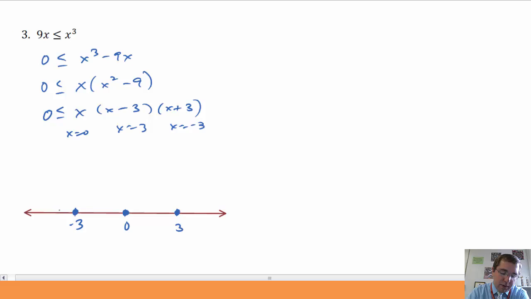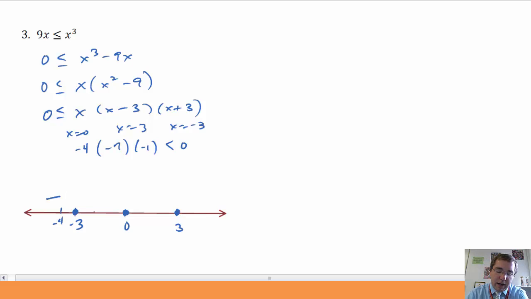So if we pick negative 4, what happens at negative 4? I can either plug this into my original inequality or my factored inequality. Either way. I think it's sometimes easier to plug it into the factored one. And I have negative 4 times negative 4 minus 3 is negative 7, and negative 4 plus 3 is negative 1. And all I'm really interested in is not the number, but the sign. Is it positive or negative? This is going to be negative, because I've got a negative times a negative, which would be positive, times another negative is a negative. So this is going to be less than 0. So it's negative to the left of negative 3. So I put a negative in that section of my number line.